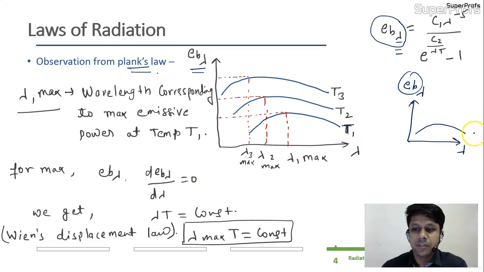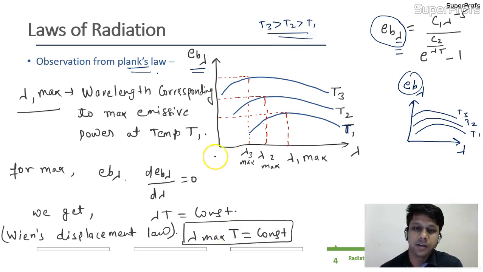So this kind of variation we see. At temperature T1 this is the variation, at temperature T2 we get slightly higher, so this is for T2 and this is for T3. So T3 is greater than T2, which is greater than T1. This is the graph between monochromatic emissive power and wavelength. Let us see the peaks of these curves. Here this is the peak of this curve, this is the peak of this curve, and this is the peak of this curve.